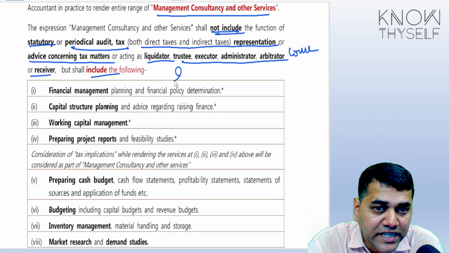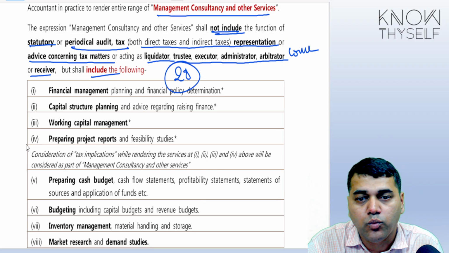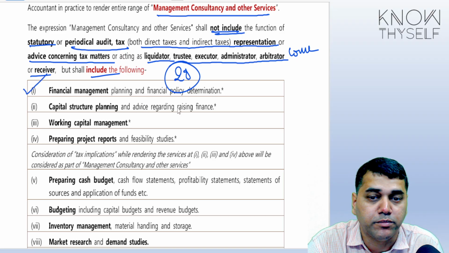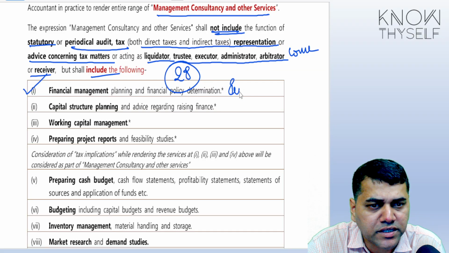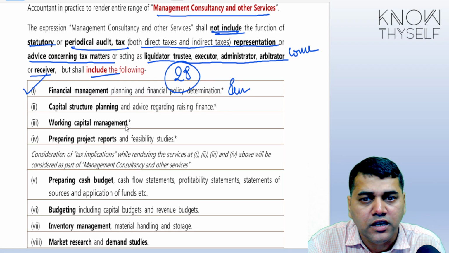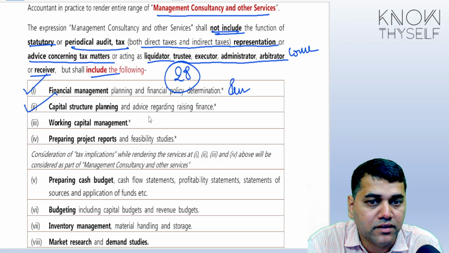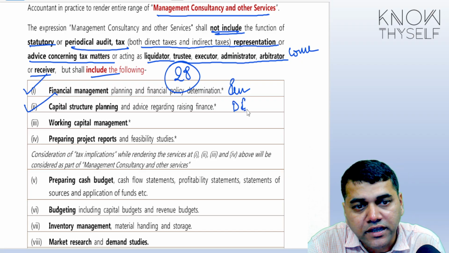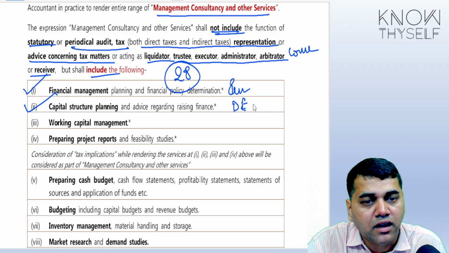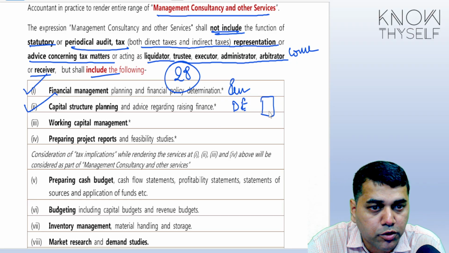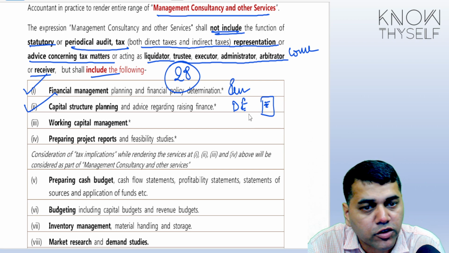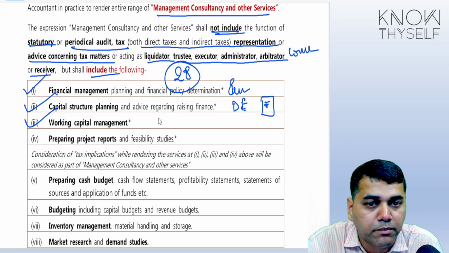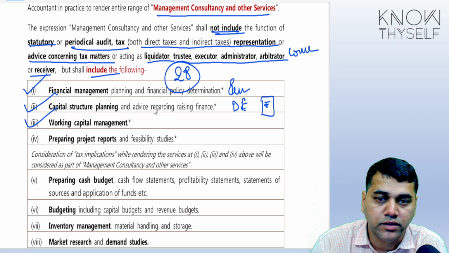See, there are 28 types of management consultancy work. One, you can help any client in financial management planning and financial policy determination, like their investments. You can help in capital structure planning, advice regarding raising of the finance, like you can talk debt, equity, sources of finance, and you can help them to raise the finance. You can prepare the project sheets, help them to apply for the bank loan. Working capital management, you can help them understanding their working capital requirement, developing the models.